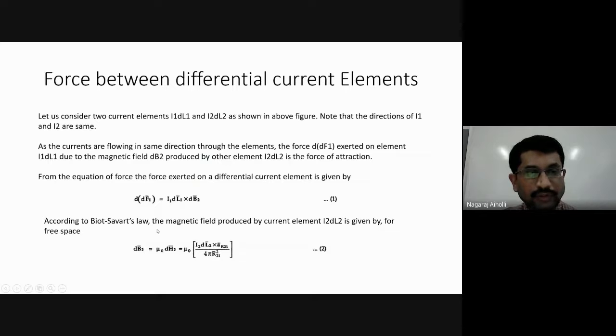According to Biot-Savart's law, we can find the magnetic field produced by the current element I2 dL2 in free space. According to Biot-Savart's law, the magnetic field produced by current element I2 dL2, right?